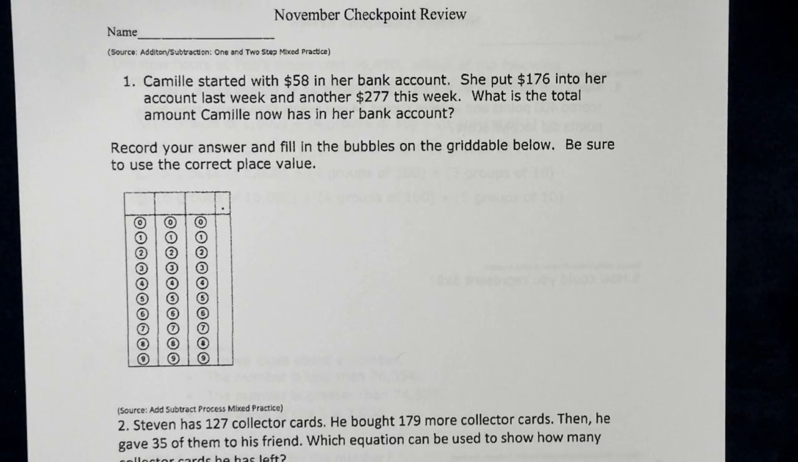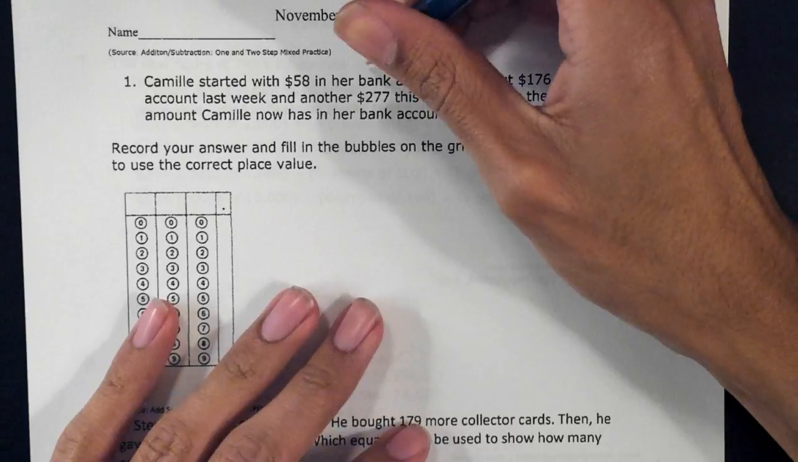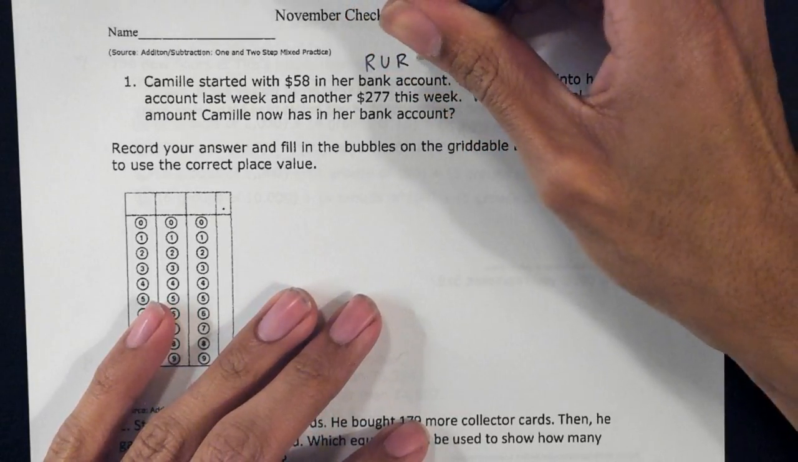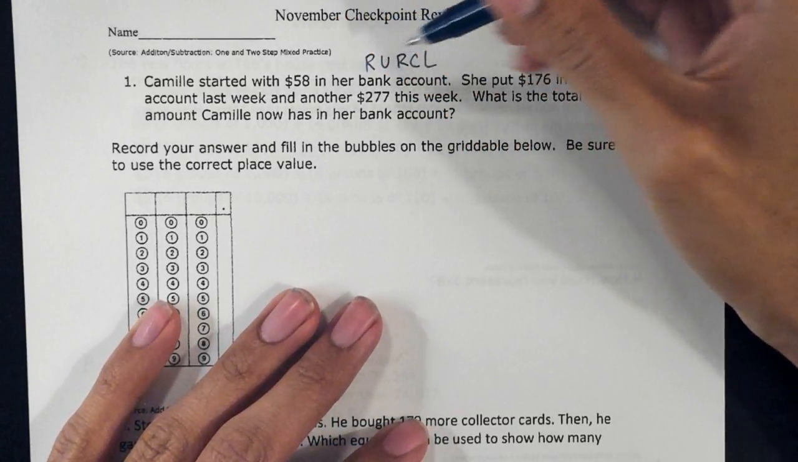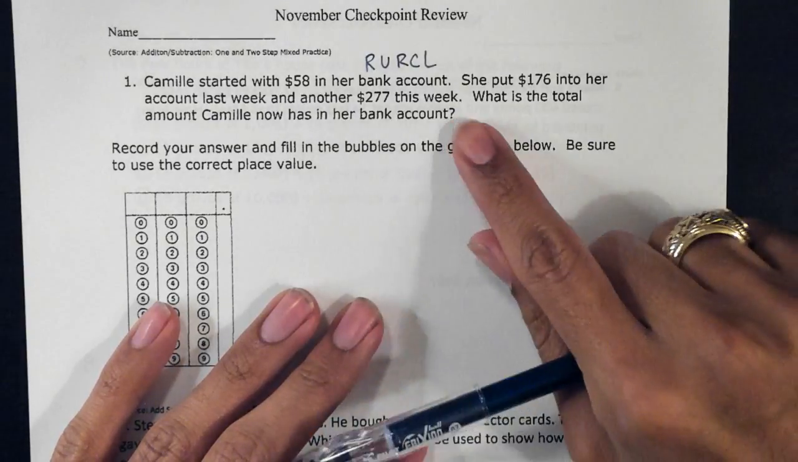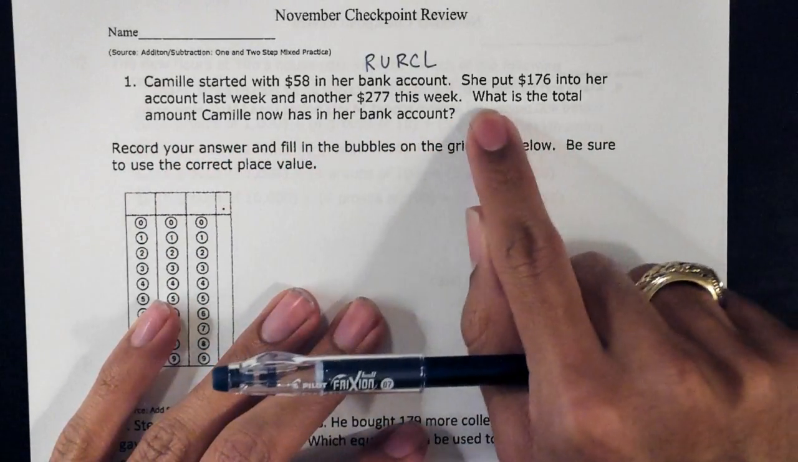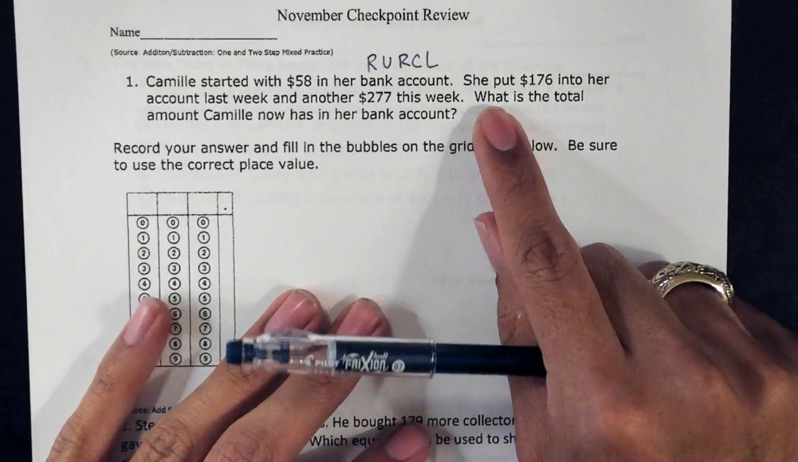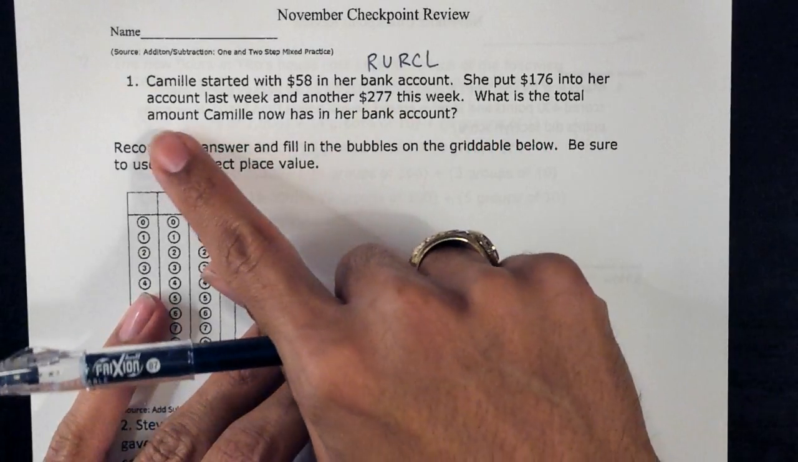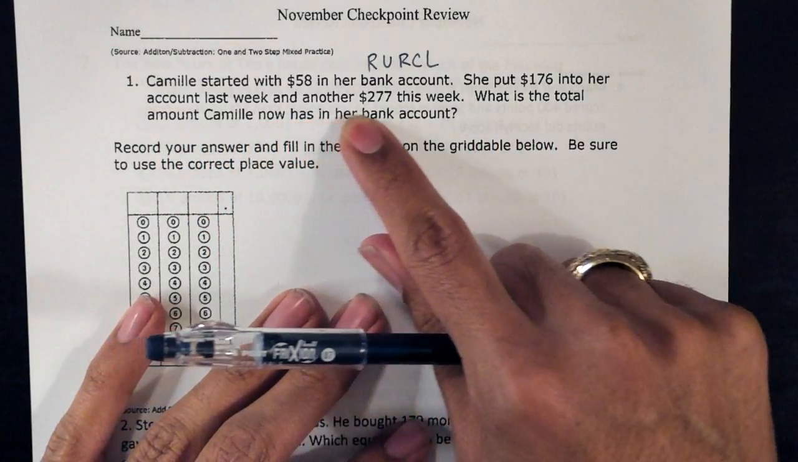Let's start our checkpoint review. On number 1, I'm writing down, are you reading closely and looking? The first R stands for read the question. So let's find our question mark. Let's go all the way to the beginning of the question and let's start to read. What is the total amount Camille now has in her bank account?